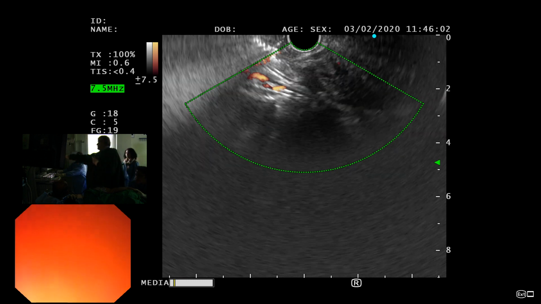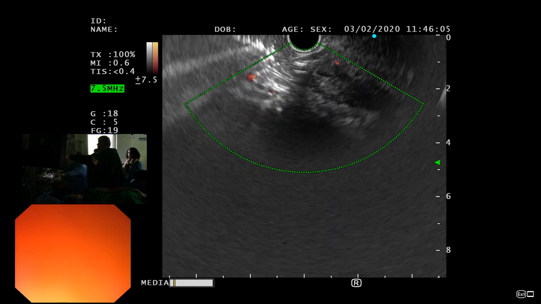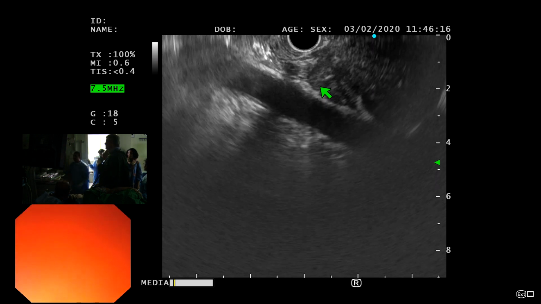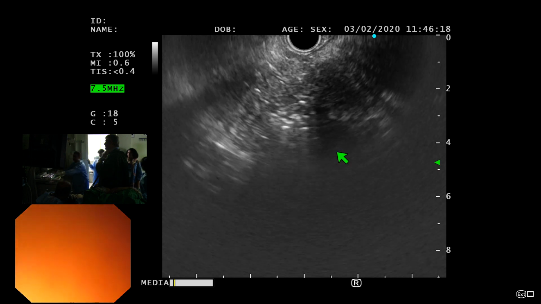ये तो CBD हो गई, ये pancreatic duct हो गई. Can you see that picture? That's the pancreatic duct there. Sure, हटाओ. And this is the uncinate.